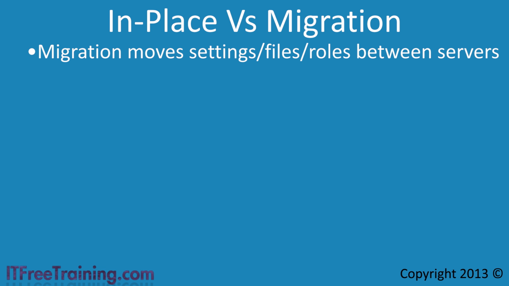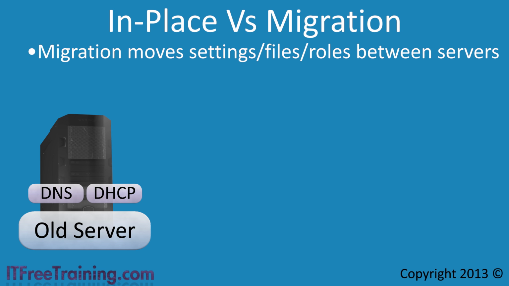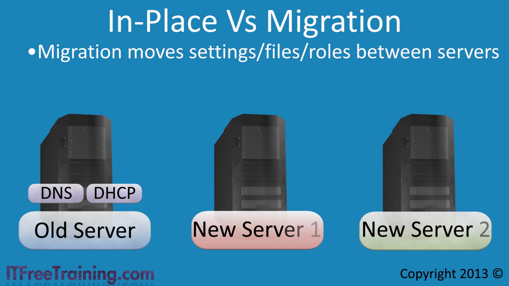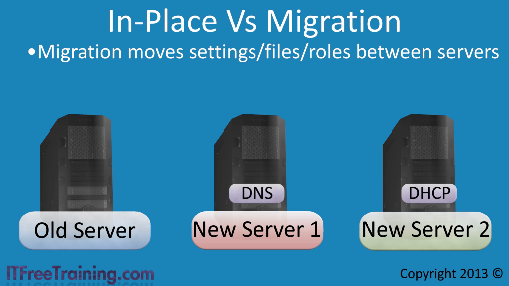A migration is when the settings, files, or roles are moved between one server and another. Traditionally, a migration generally involved moving all of these to the destination server, but with Windows Server 2012 you can move individual items. For example, if you had an old server that was running DHCP and DNS, an in-place upgrade would allow you to upgrade the operating system to the new operating system without too much effort, assuming everything went smoothly. Now let us consider you have two servers. You want to move DHCP to one server and DNS to the other. With a migration, this is possible.